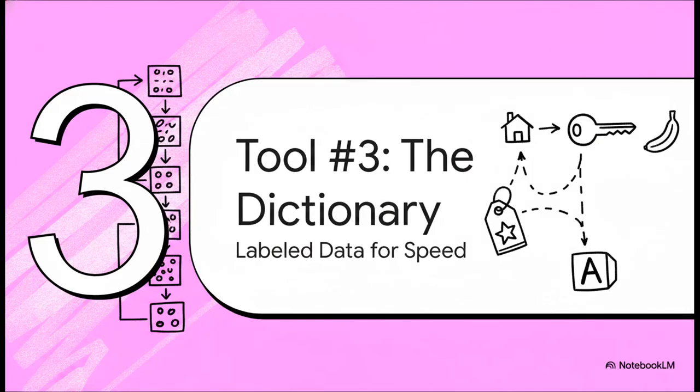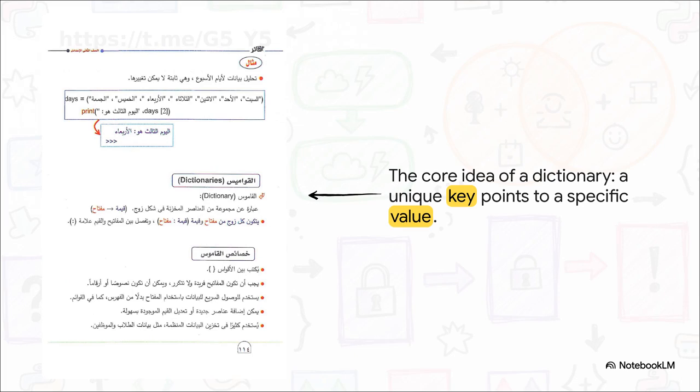Okay, on to our third and final tool for today, and this one is a bit of a game changer. With lists and tuples, you get items by their position, right? The item at index 0, index 1, and so on. Dictionaries are different. With a dictionary, you get data by giving it a custom name, or what we call a key.